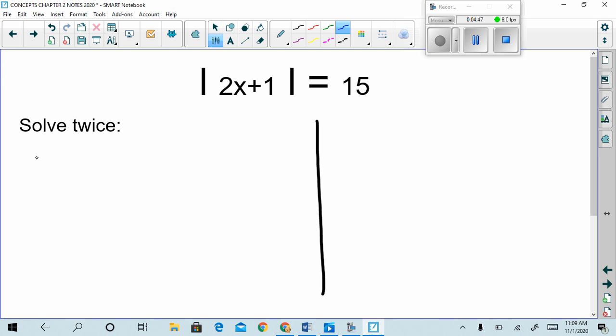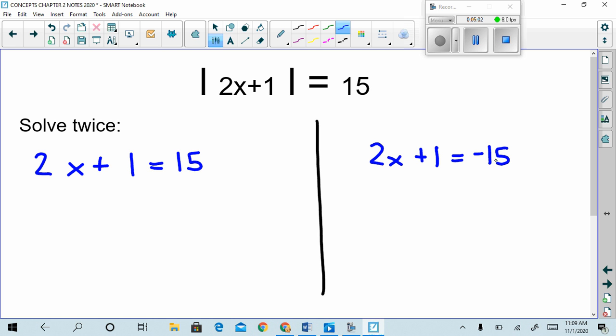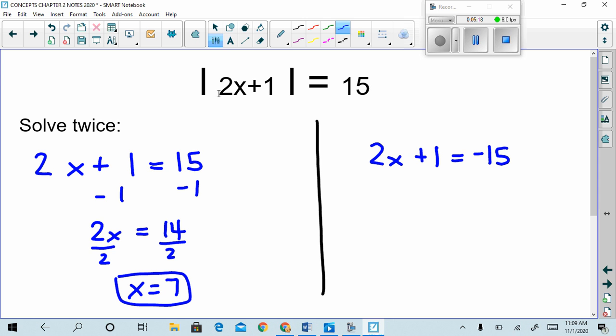Try this one. Remember, when you rewrite it the second time, you keep everything in the expression the same. You just change what it's equal to the opposite. Go ahead and do one inverse operation first, which is in this case to subtract 1 on both sides. Second inverse operation is to divide. X could be equal to 7. 7 times 2 is 14 plus 1 is 15. Absolute value of 15 is 15.